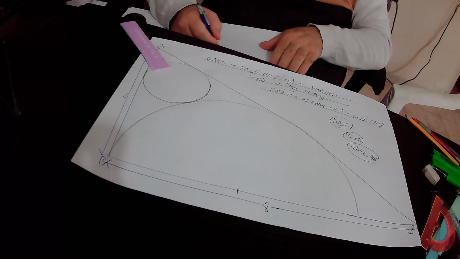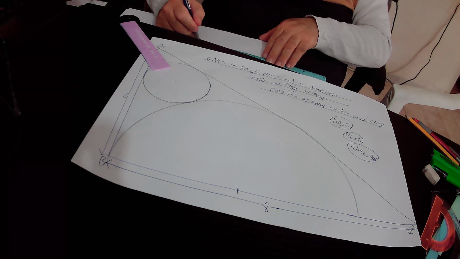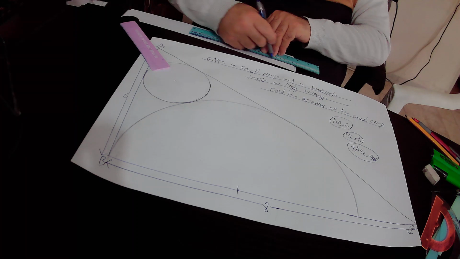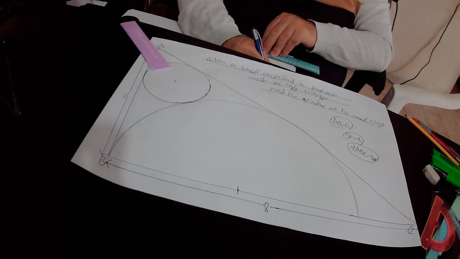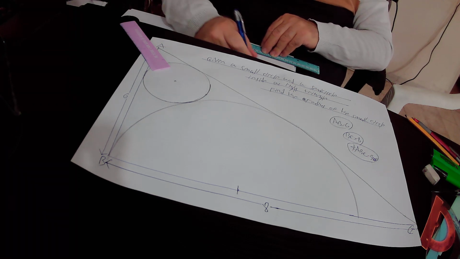So the square of the hypotenuse is AC squared, and it must be equal to AB squared plus BC squared.